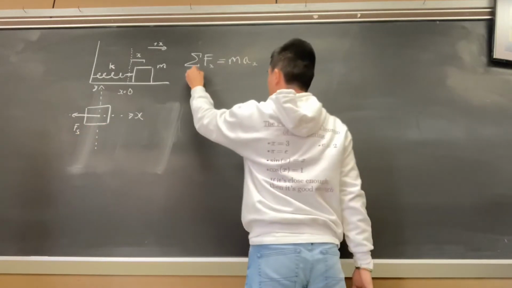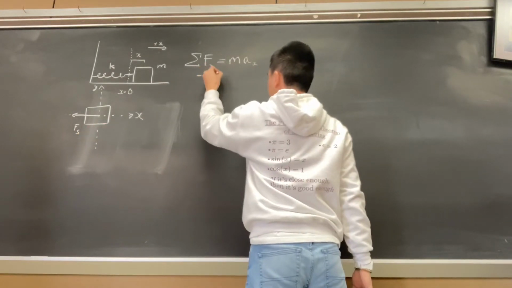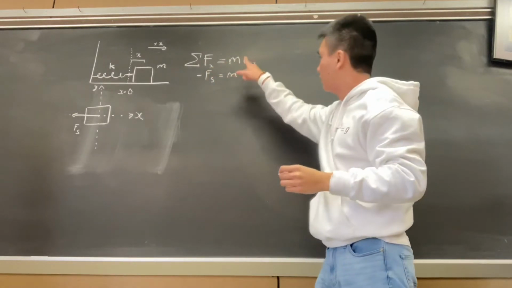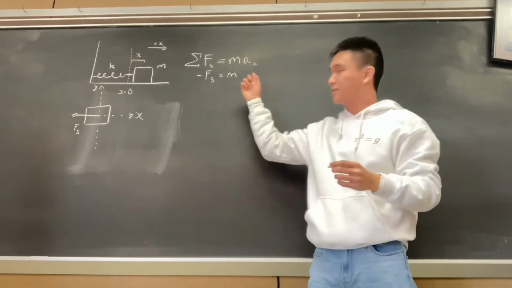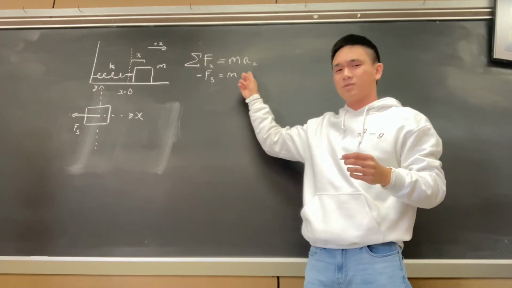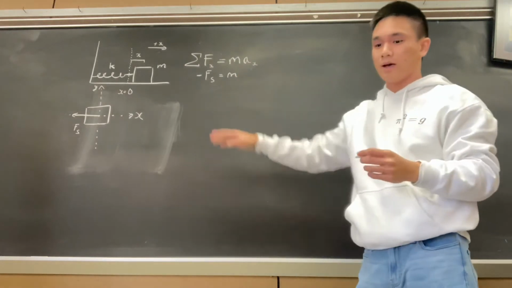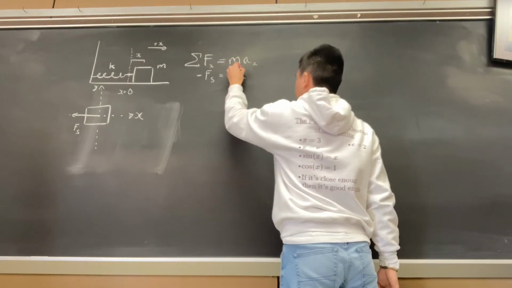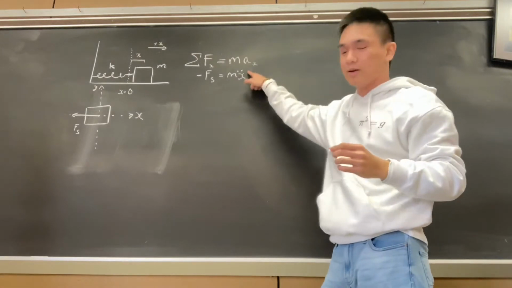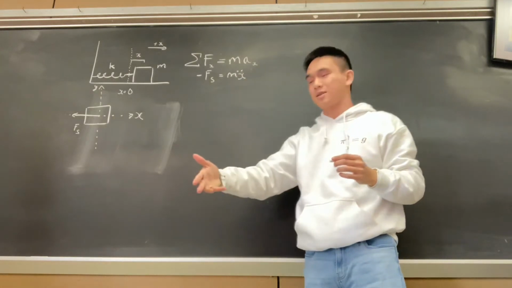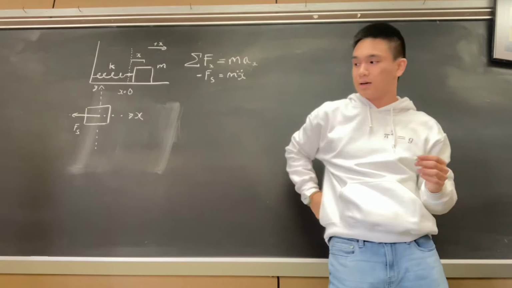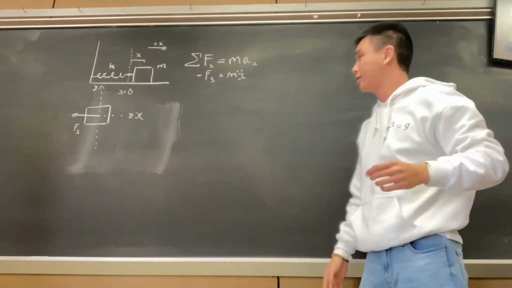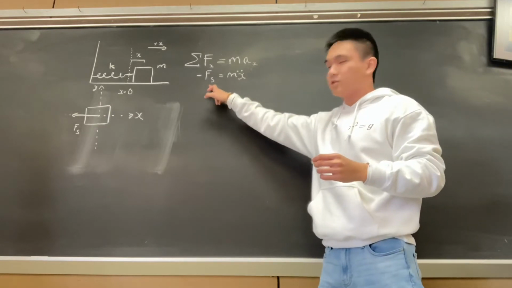So we have the negative spring force is equal to m, and then if you know from the definition of acceleration, this is the second derivative of position with respect to time. So I'm just gonna go ahead and write it out. x double dot. So this dot actually represents a derivative with respect to time. It's a very common notation in physics. Yeah, new notation.